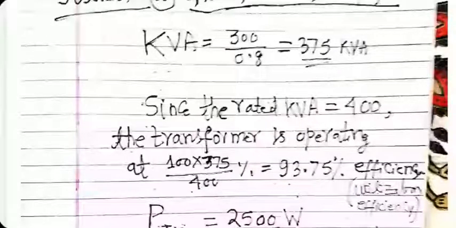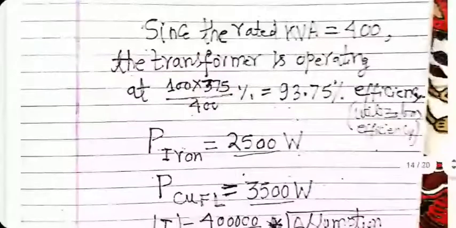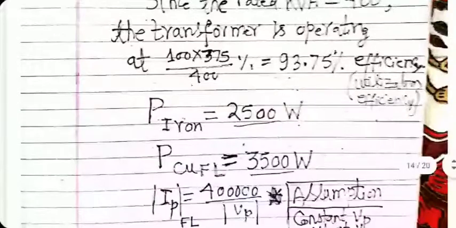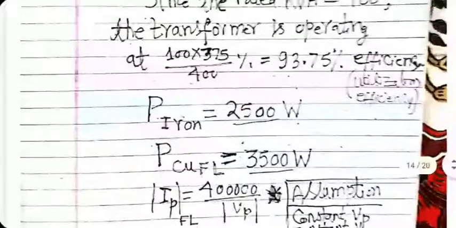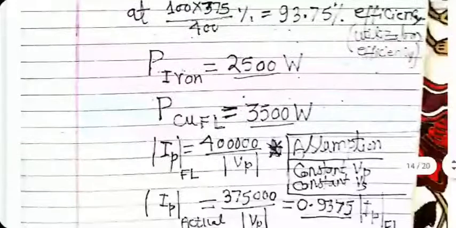And currents in primary and secondary would also be 0.9375 of the recommended value. So the copper losses will go down by 0.9375 square compared to full load value.